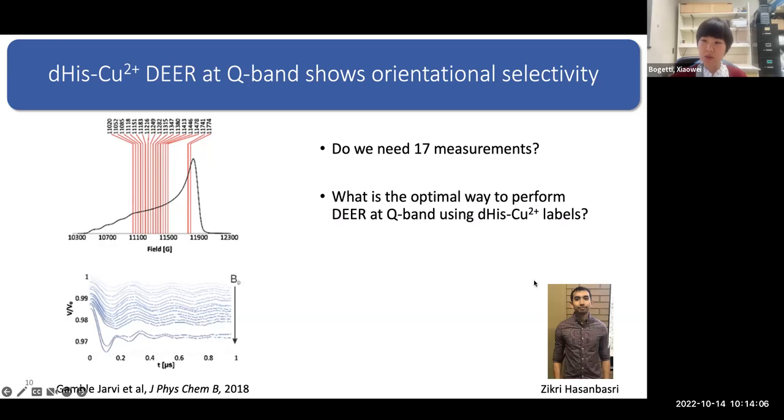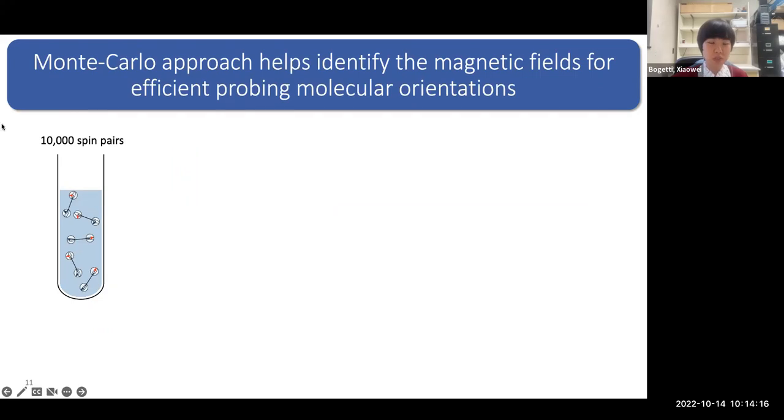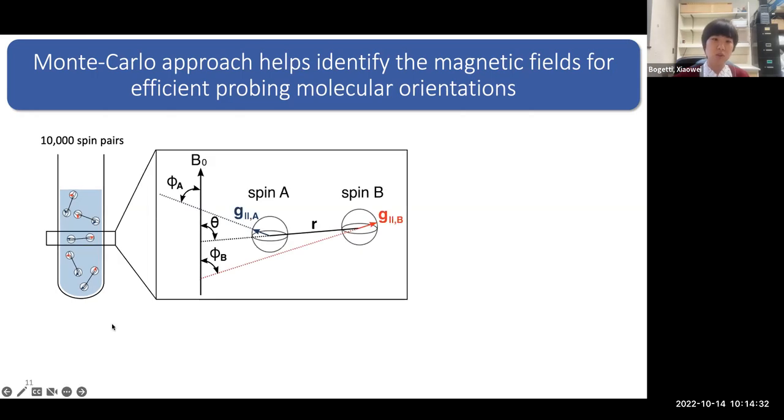So Zikri Hasbasri, who is my lab member, and I have been working to develop this protocol to efficiently collect Q-band DIR. So first what we did was we created an in silico model that contains 10,000 spin pairs. We just ignore all those protein structures and where we put the spin labels are. We only focus on the 2 spins. So this spin pair includes a spin A and spin B connected by an interspin vector R. And this R is sampled in the MD simulation.